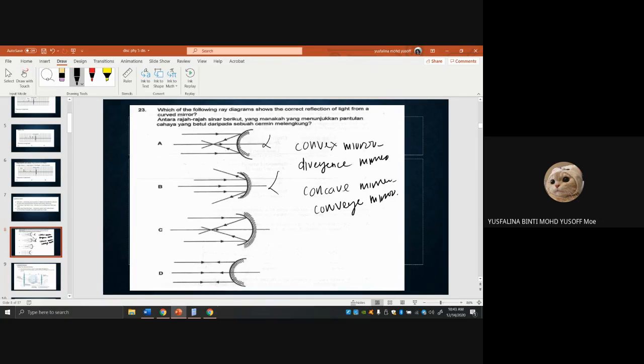Okay, so this one is a concave, right? And also it converged, right? So the light ray is converged at one point that we call F here. Okay, so number 23 is C.